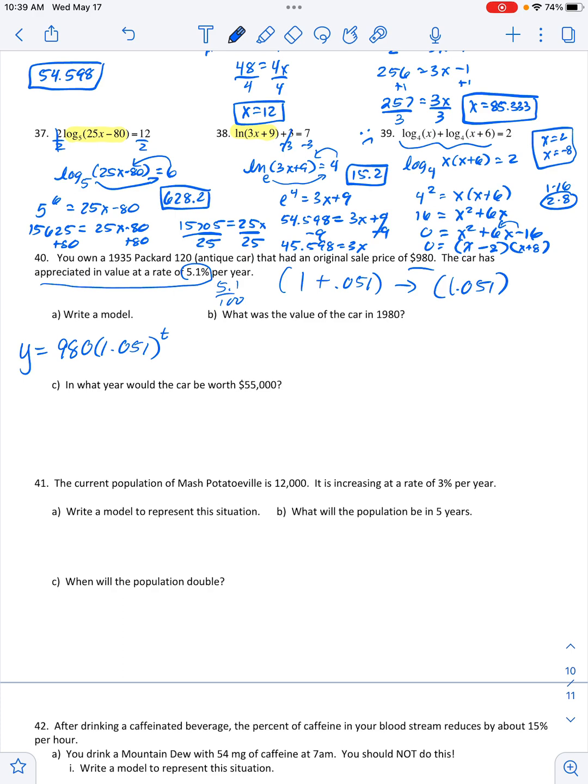That's the model. What is the value in 1980, meaning I need a number? So you have to kind of look at how long that is. So you'd say, well, 1980 minus 1935 is going to be 45 years. So I use my model and say, if it starts at 980 and it's gaining value at this rate for 45 years, what's its value? And so in doing that on my calculator, I got 9,190 and about 70 cents.